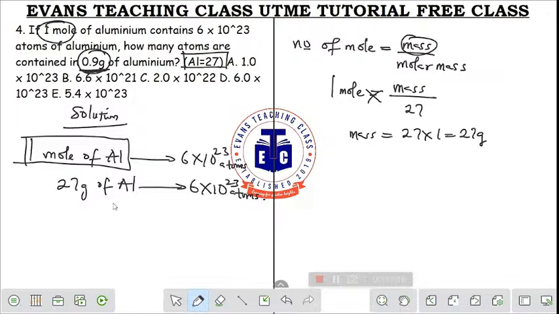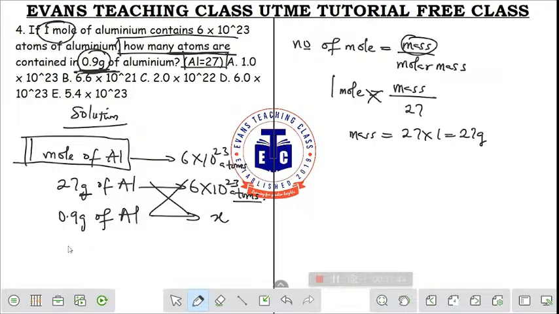I hope you understand. Now the next thing we want to do is, they now gave us the 0.9 gram. They now said how many atoms? So this one is atoms. They now gave us gram. So it means when we write this gram, we'll be under this gram also. So it will now be 0.9 gram of aluminium. They've already said this is what we are looking for. So it will now be how many atoms? That will be X. So let's multiply. So that will be 27x is equals to 6 times 0.9 times 10 raised to the power 23. Sorry. So let's do it like that.